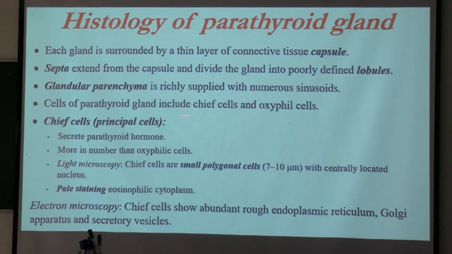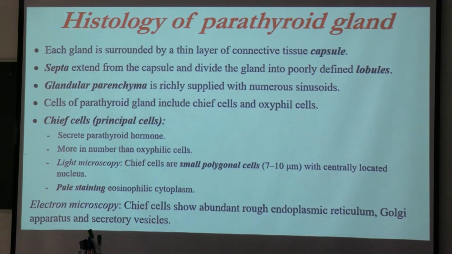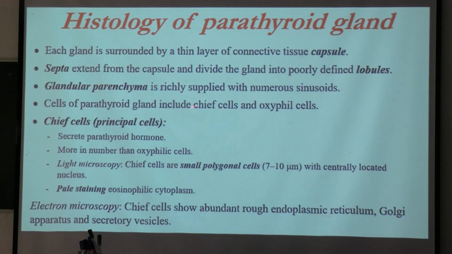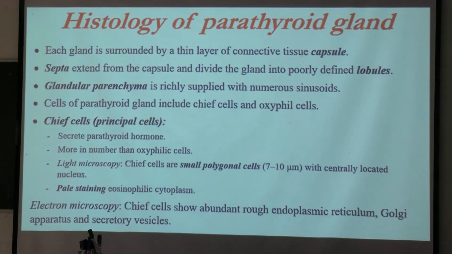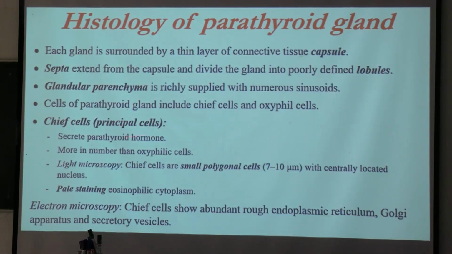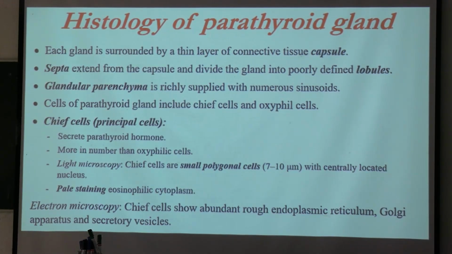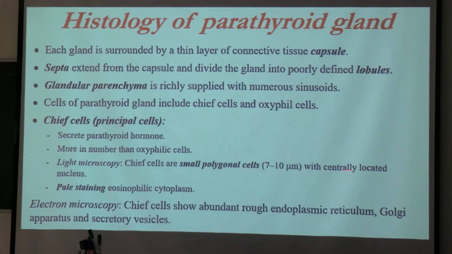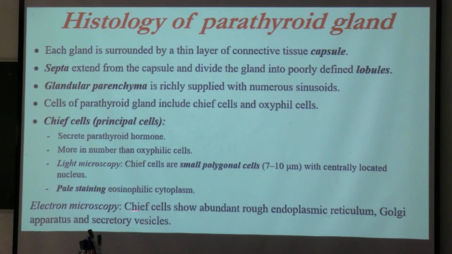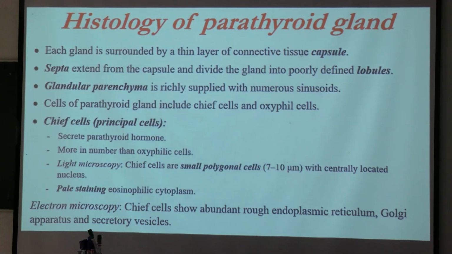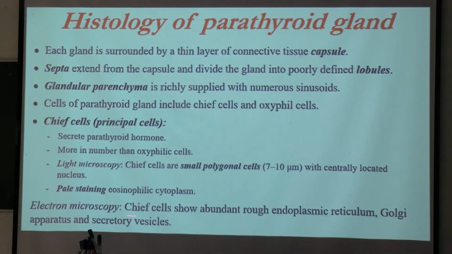The glandular parenchyma is richly supplied with numerous sinusoids, and cells of the parathyroid gland include two types of cells, chief cells and oxyphil cells. Chief cells are the principal cells. They secrete the parathyroid hormone and are more in number than the oxyphil cells, and in light microscopy, chief cells are small polygonal cells about 7 to 10 micron in size with a centrally located nucleus, and pale staining eosinophilic cytoplasm is present. Electron microscopy shows chief cells have abundant rough endoplasmic reticulum, Golgi apparatus, and secretory vesicles.